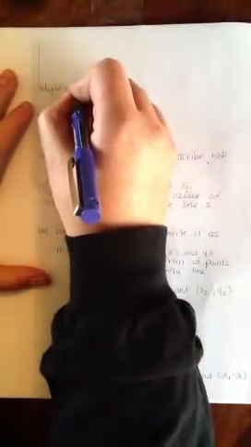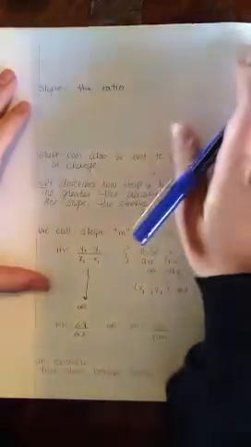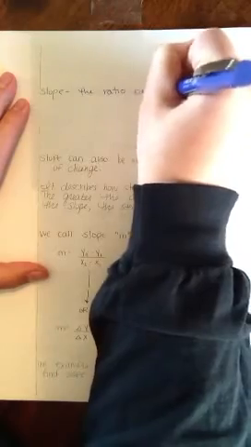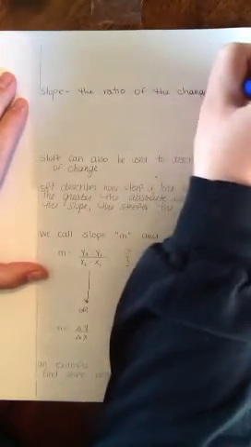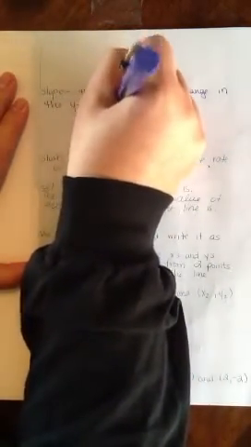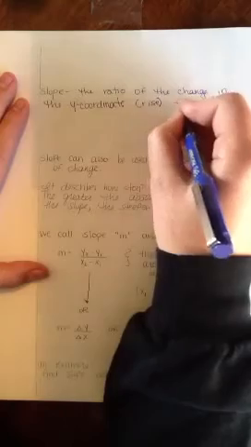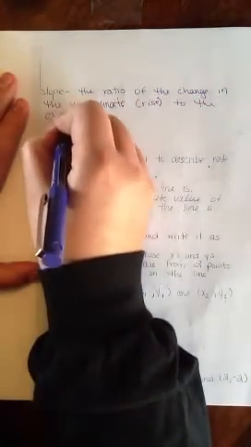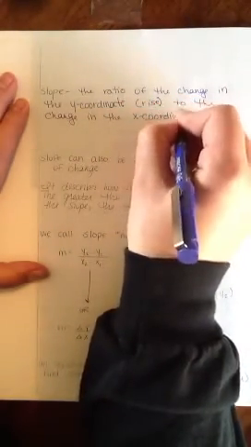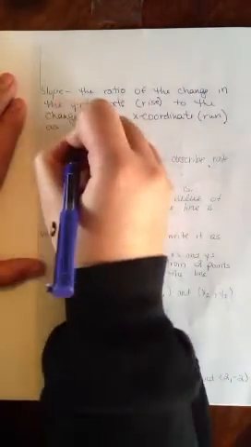So we're going to say the ratio, which we know is the comparison of delta y over delta x, of the change in the y-coordinate, which is the rise, to the change in the x-coordinate, or the run, as you move from one point to another.